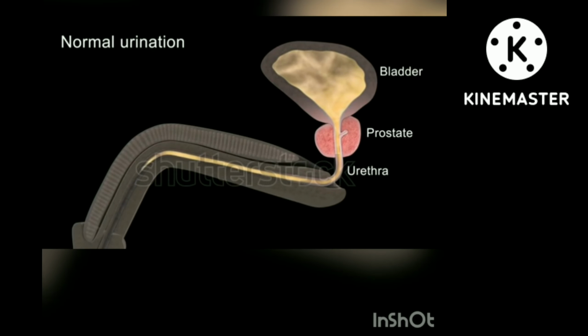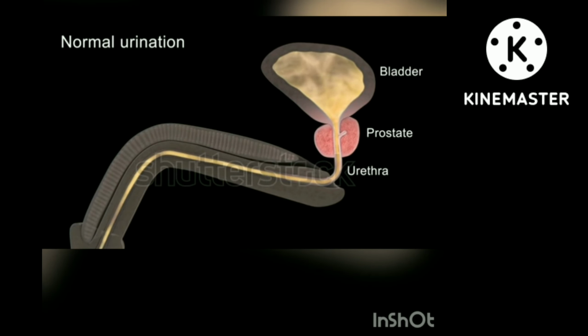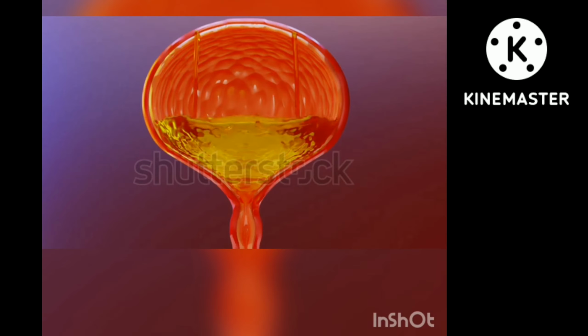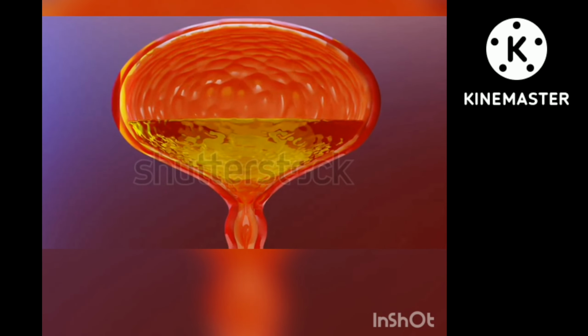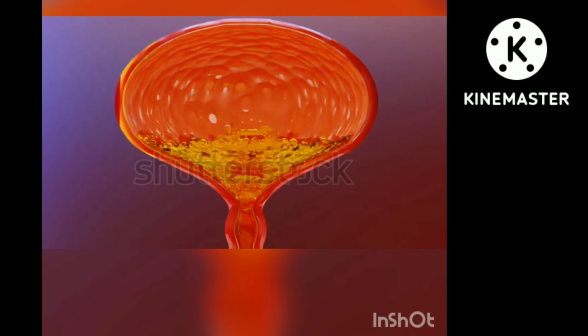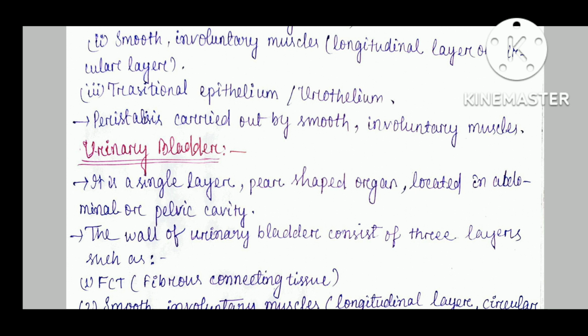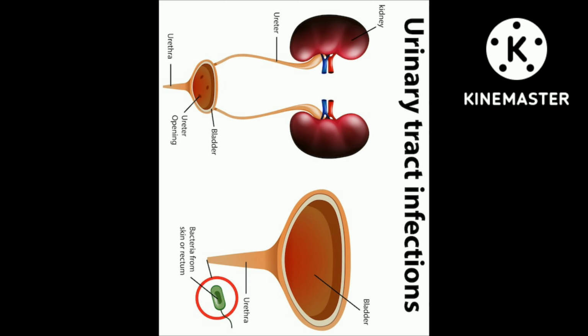Ureters. A tube-like structure arises from the pelvis of the kidney and opens into the urinary bladder ventrally. The wall of the ureter is made up of three layers: fibrous connective tissue, smooth involuntary muscles in a longitudinal layer and circular layer, then transitional epithelium, that is urothelium. Peristalsis is carried out by smooth involuntary muscles.